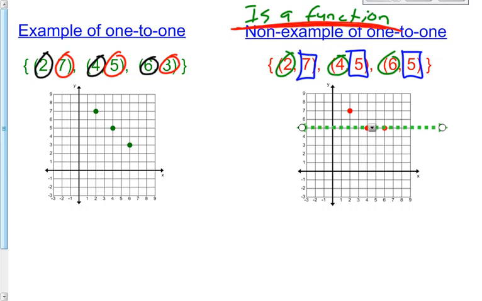Hopefully this is a little bit of a refresher on what a relation is and what a function is, along with a one-to-one function. Be sure to let me know if you have any questions. I'm now going to record a different video on the rest of the notes.